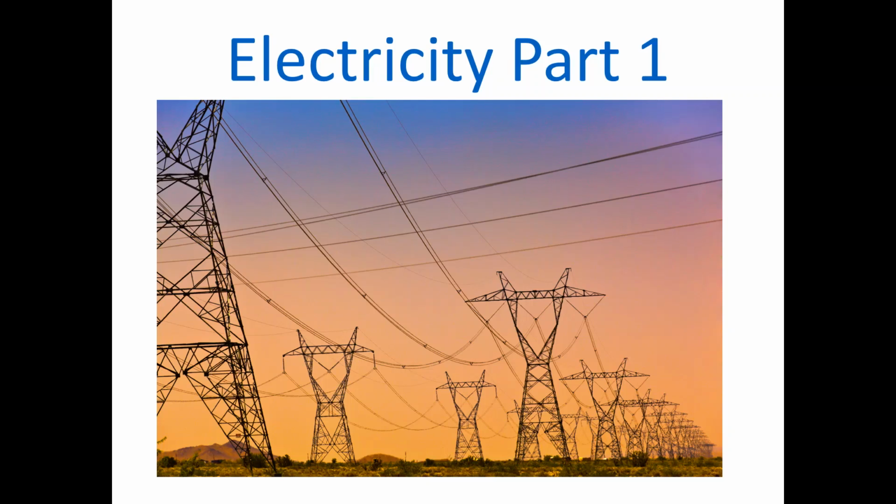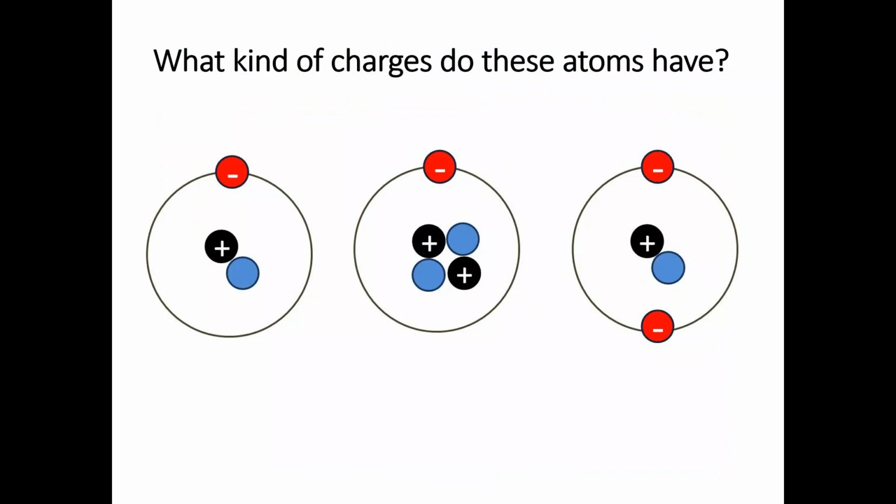Hi there. Let's talk about electricity. We already learned that electrostatics means electricity that's just sitting there. Electricity in itself means that it can move. Okay, so what kind of charges do these atoms have?